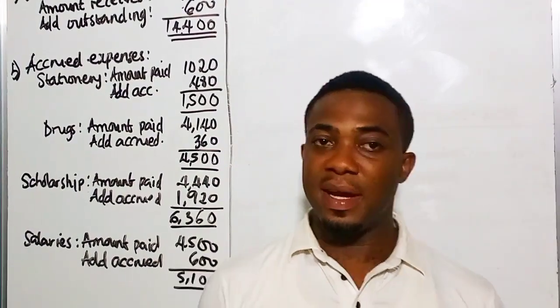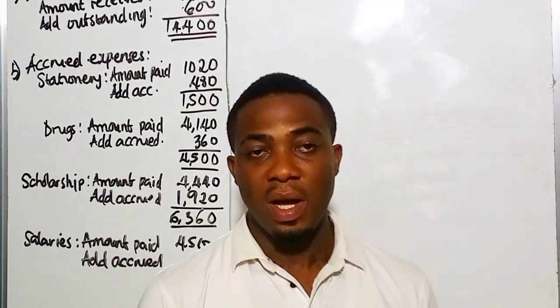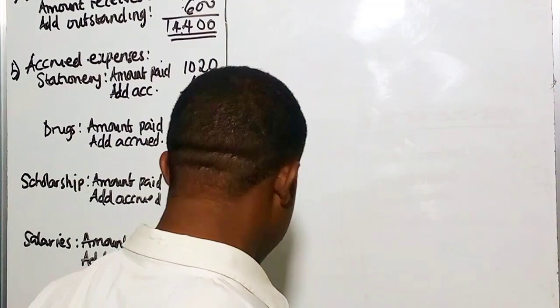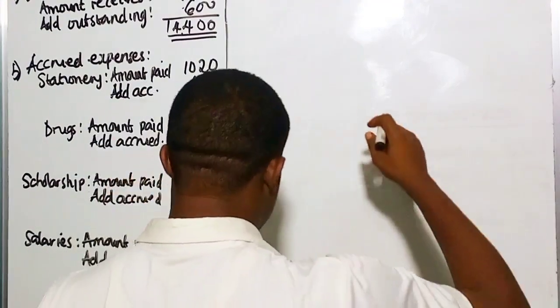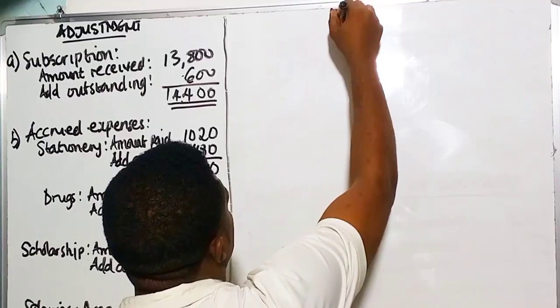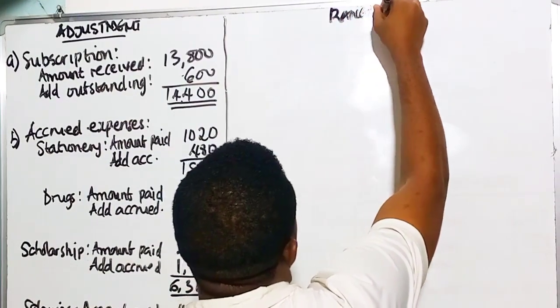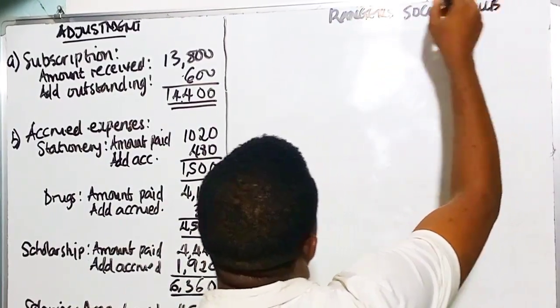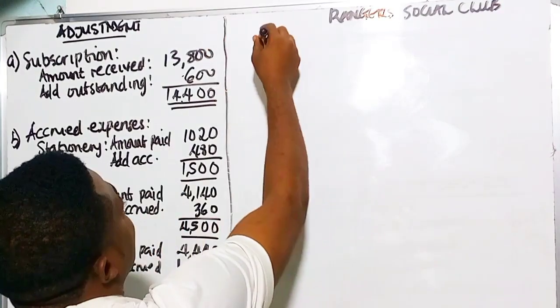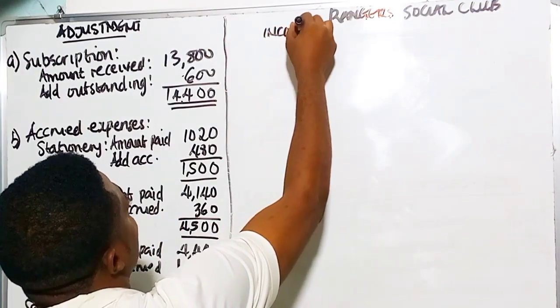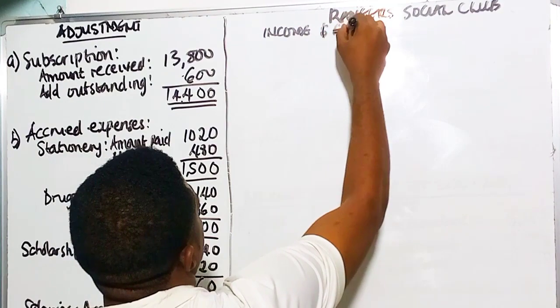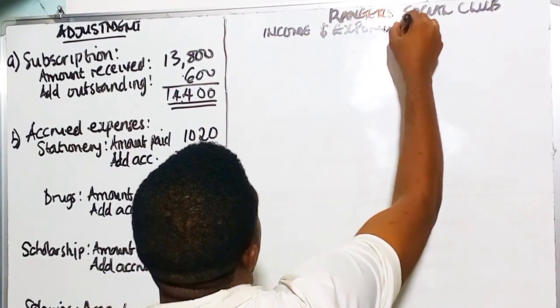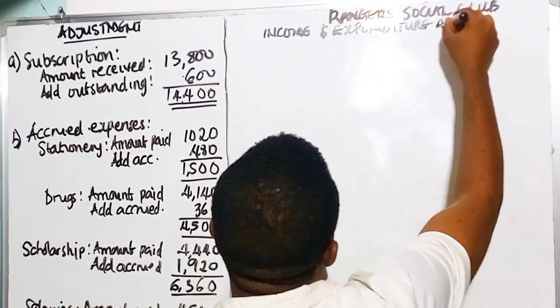And let's start to prepare the income and expenditure accounts. Okay, so we'll come here now. We'll set the Rangers Social Club. The Rangers Social Club income and expenditure account.